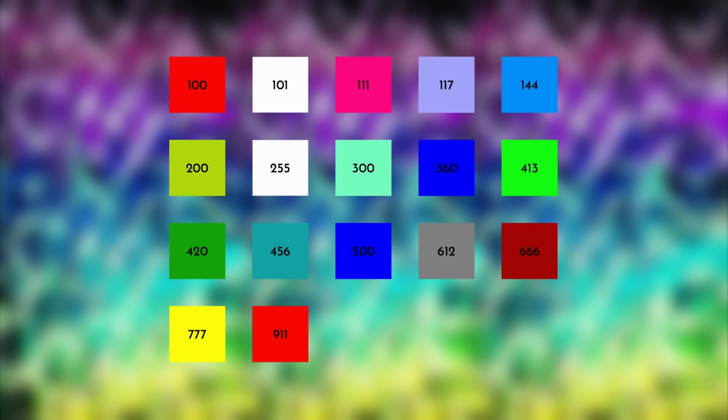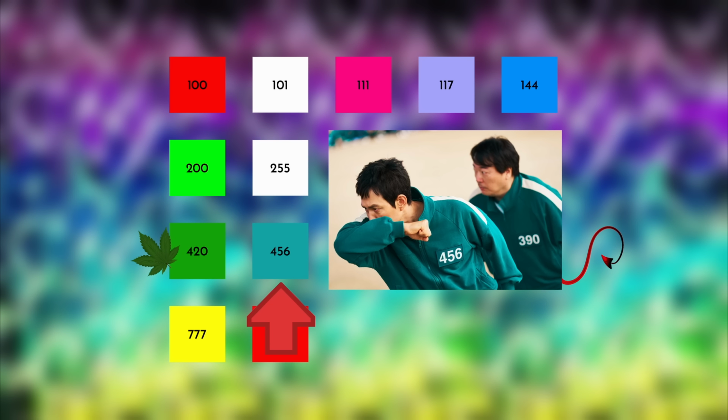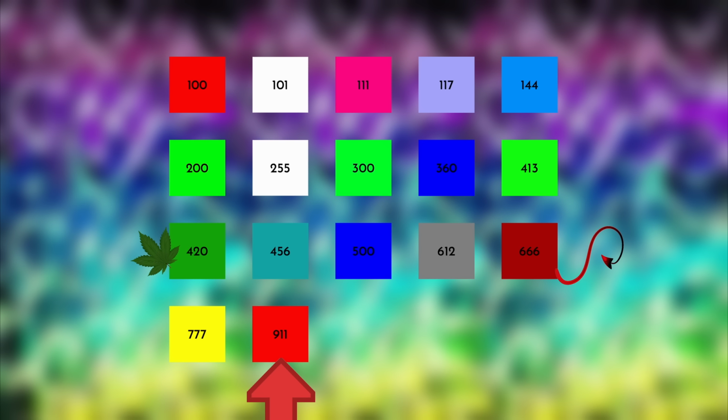Here are all of the rest of the 3-digit numbers that had distinct colors. The most notable ones are 420 as dark green because haha weed number, 666 as dark red because haha devil number, 456 as dark cyan because it's the number of the main character in Squid Game where they wear jackets of the same color, and 911 as red because it's the emergency number in North America.